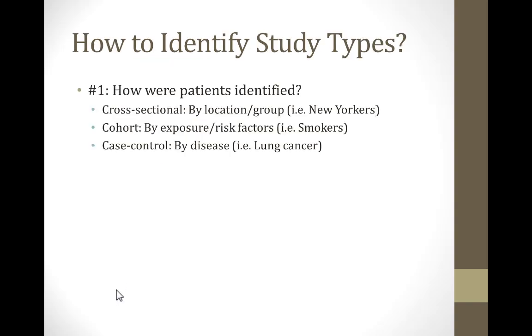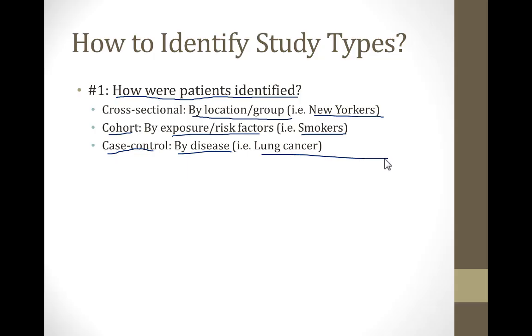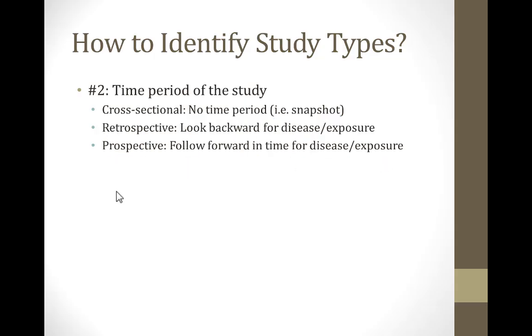So let's go over some of the steps we went through to identify study types. First, ask yourself how they identified the patients. In a cross-sectional study, patients are identified by location or group, like for example, New Yorkers. In a cohort study, they're identified by exposure or risk factor, like smoking status. And in a case control study, they're identified by disease, like presence or absence of lung cancer. Next, pay attention to the time period of the study. In cross-sectional studies, there's no time period. It's just a snapshot in time.